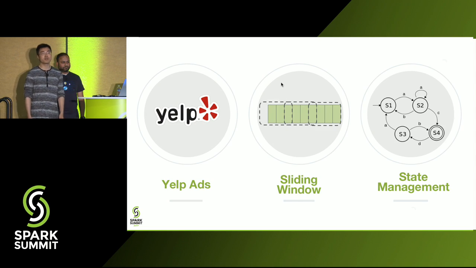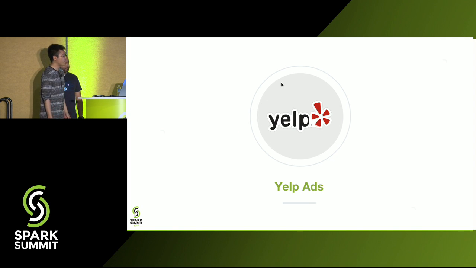Today's talk will be divided into three parts. In the first part, we'll briefly talk about what Yelp ads are, and the motivation behind why we need this real-time program. Then in the second and third parts, we will talk about two of the key technical challenges for us. The first one will be the sliding window, and the second one will be the state management. So first, Yelp ads.